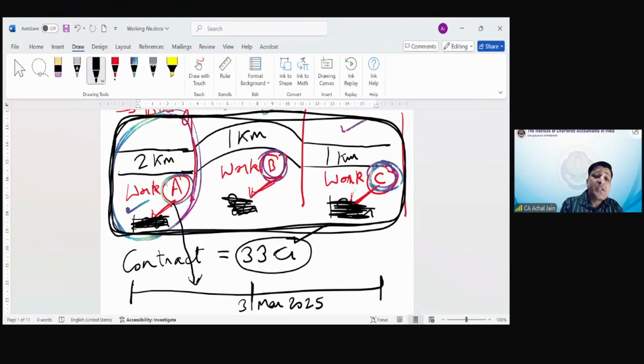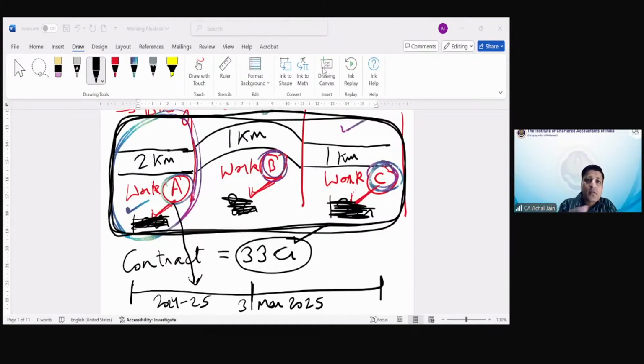Now the question is that for this financial year 2024-25, what will you do? Will you wait for the remaining works to be completed and then recognize revenue? Tell me. Let's suppose one of the activities in the contract is completed, which activity is that? A. So will you wait for activity B and C to be completed and then recognize the revenue? Dilip says no, that's not how you can do it.